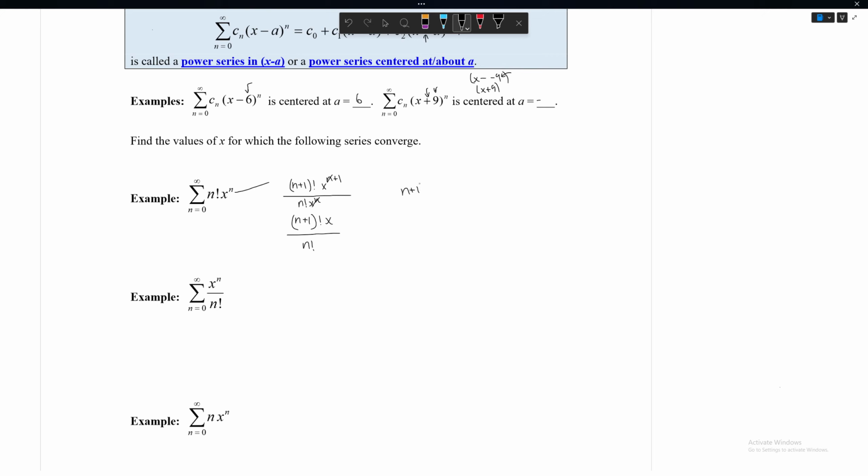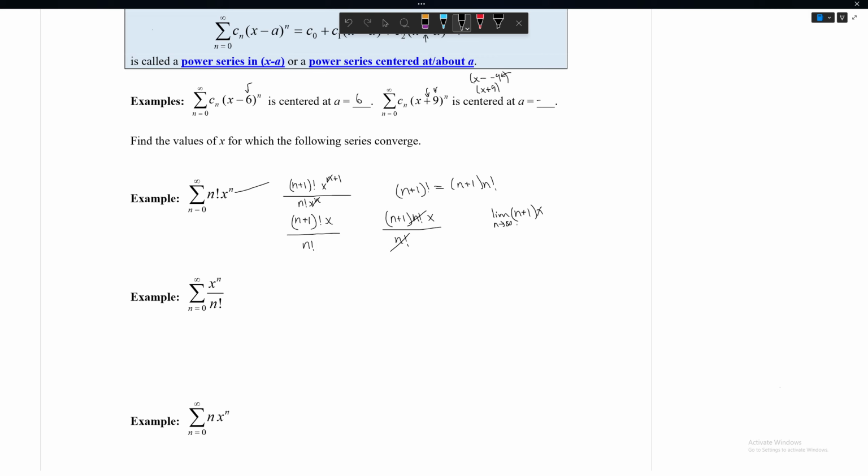Remember, n plus 1 factorial can be rewritten as n plus 1 times n factorial, right? And so if I rewrite this, now these two cancel out. I got n plus 1. And now this is the difference with a power series. When you get to here, obviously, let me rewrite my limit. So I have a limit as n goes to infinity. Now I got n plus 1 x.